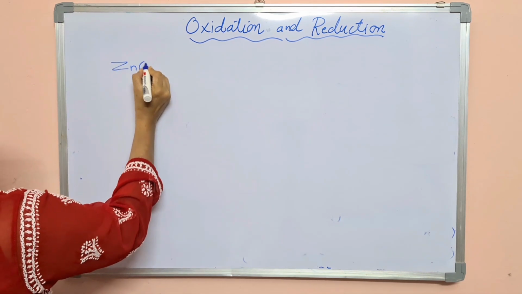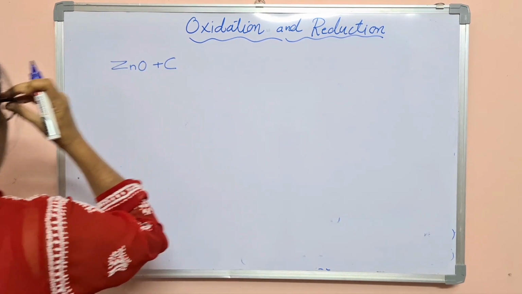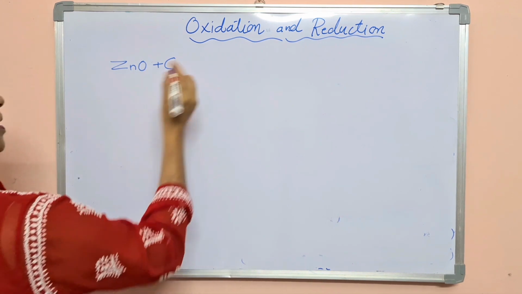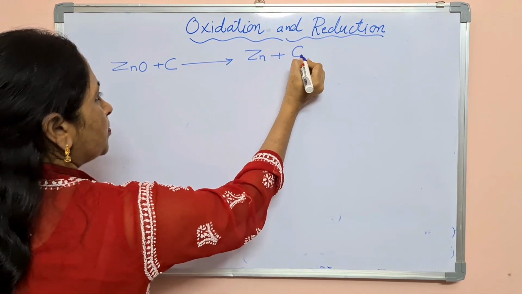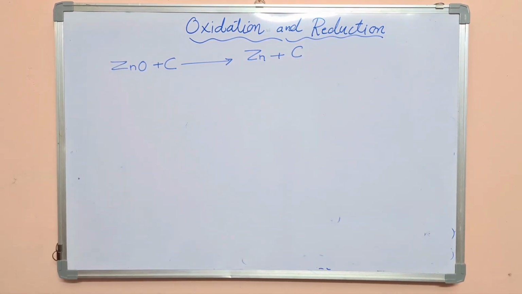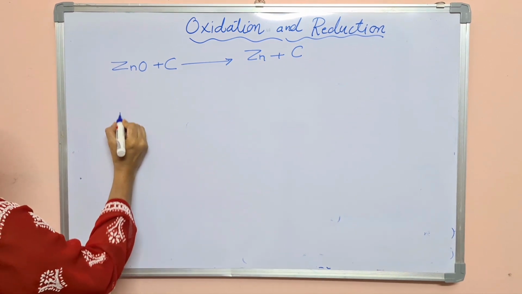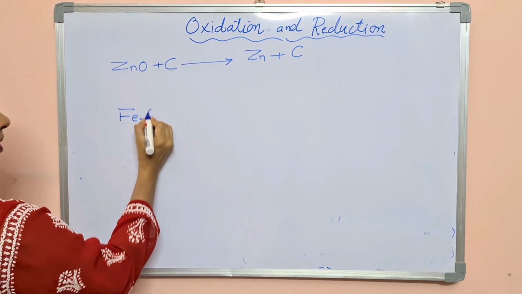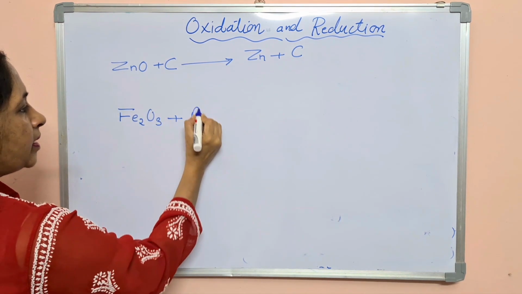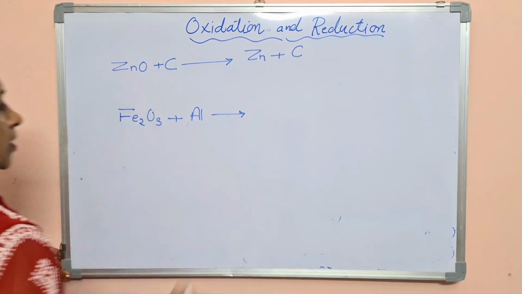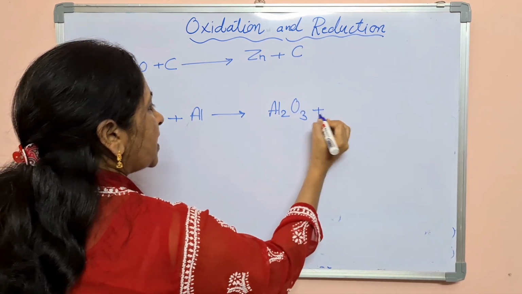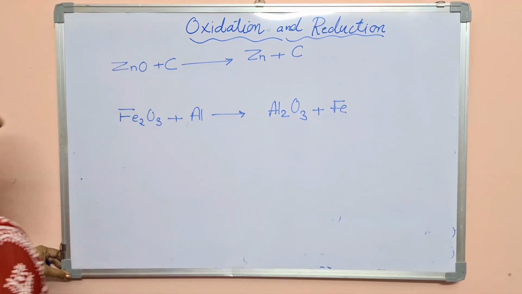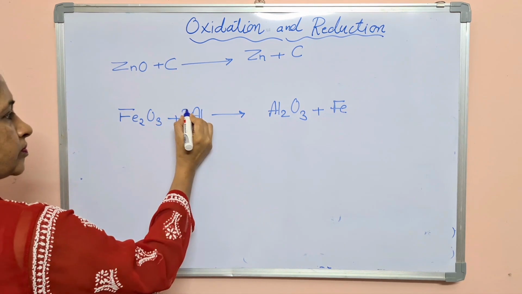Another example is zinc oxide and carbon. Zinc oxide and carbon form zinc plus carbon monoxide. Write down this reaction. Iron oxide and aluminium will give you aluminium oxide and iron. Balance the reaction.